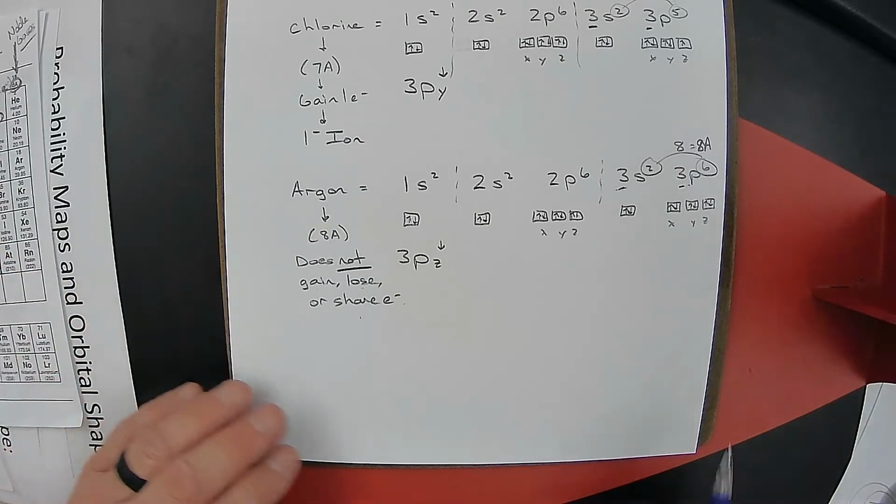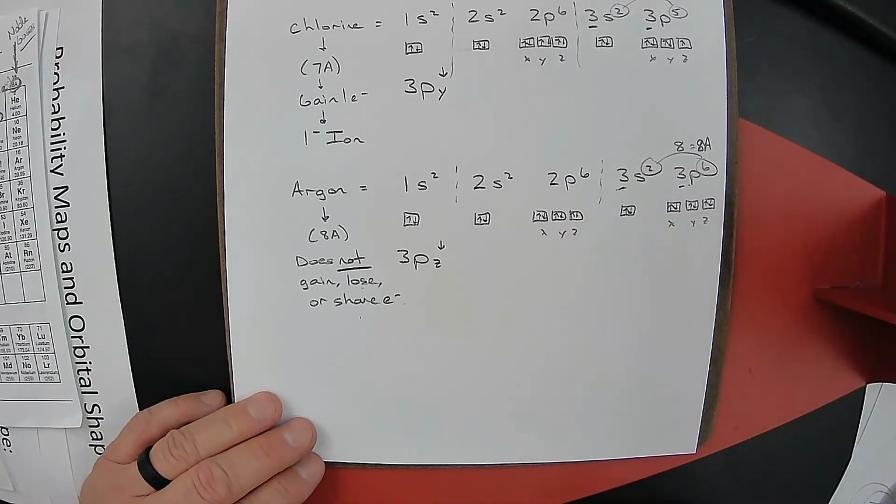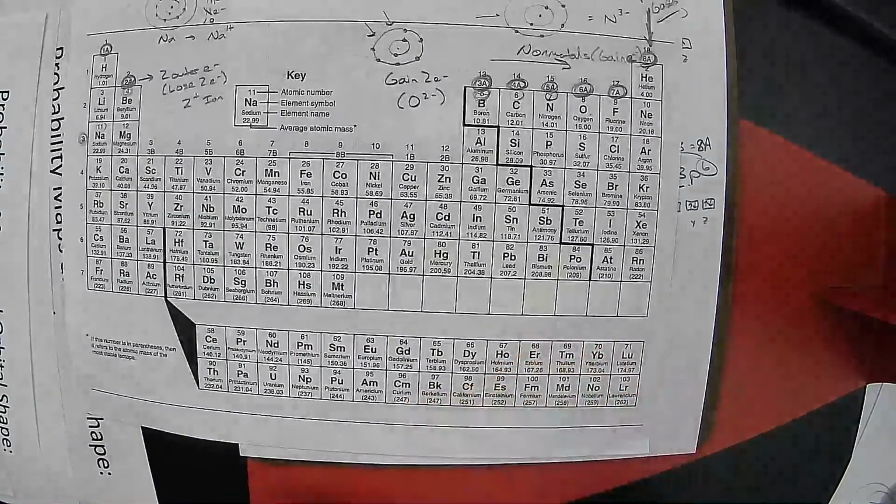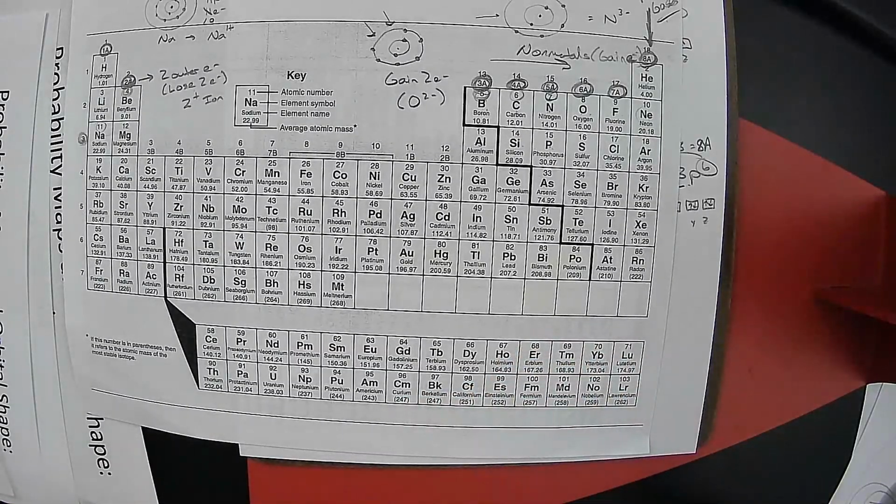I hope this helps in understanding the 4 identifying factors for each electron as we move through each element of the periodic table.